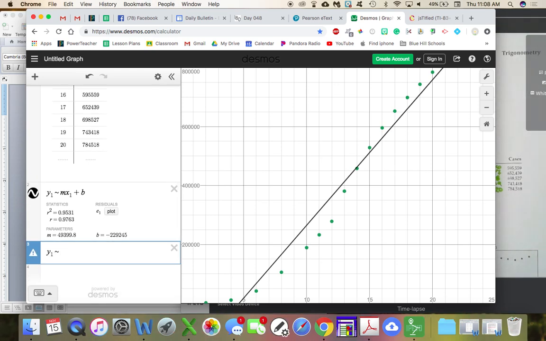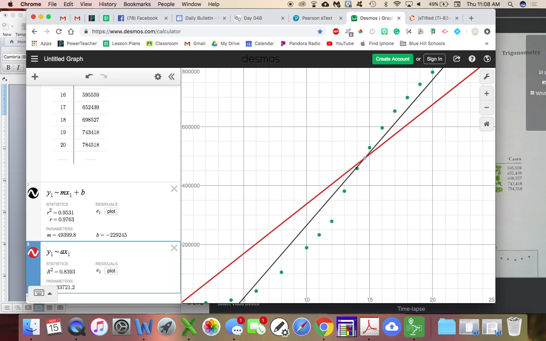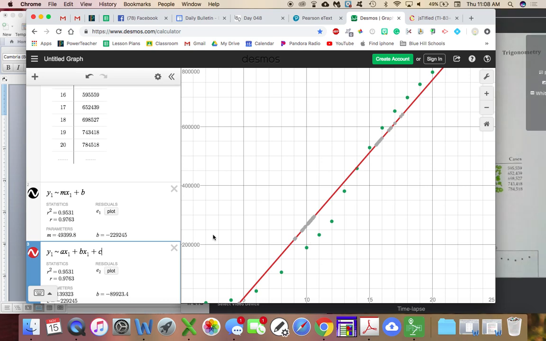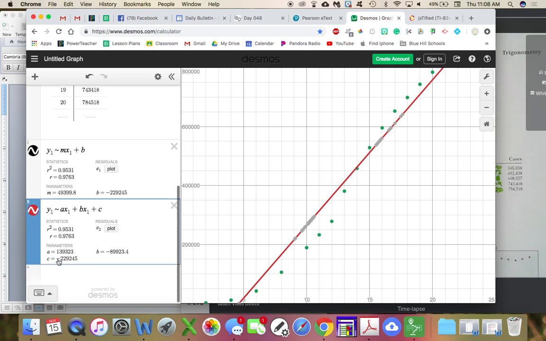Now, what's my quadratic function going to look like? It's x to the second power. Let's write it as ax squared plus bx plus c. So ax1 squared plus bx1 plus c. That's a quadratic function that's supposed to be fitting my line. It gives me what a, b, and c would be if this was quadratic, but my r squared value is still at 95%. Let's see if we can make it better.